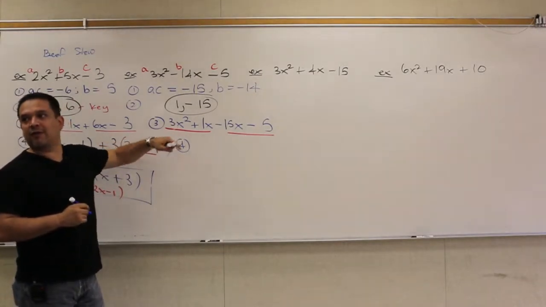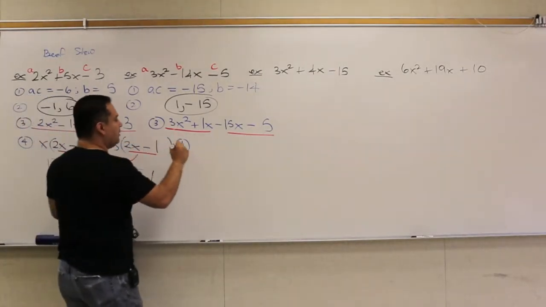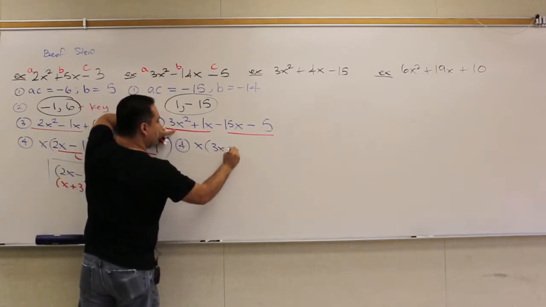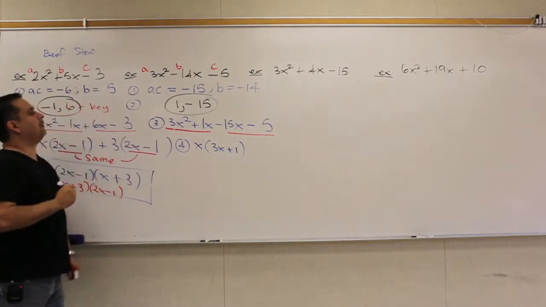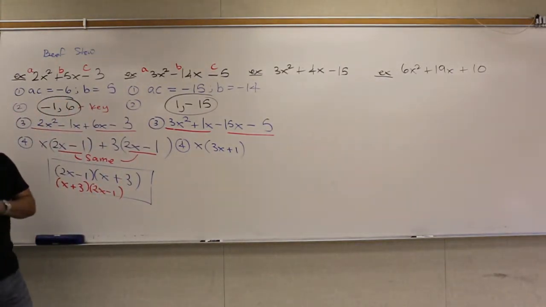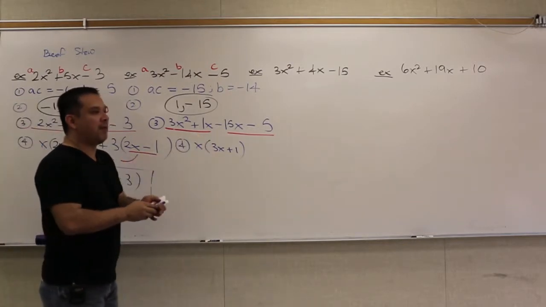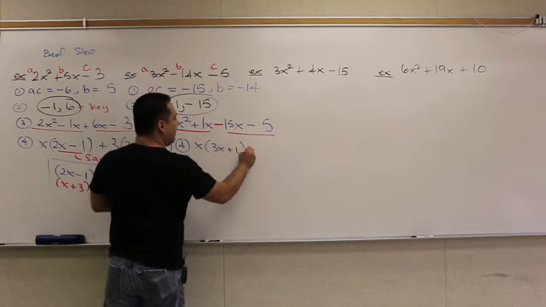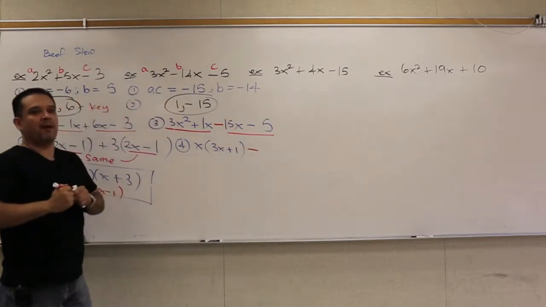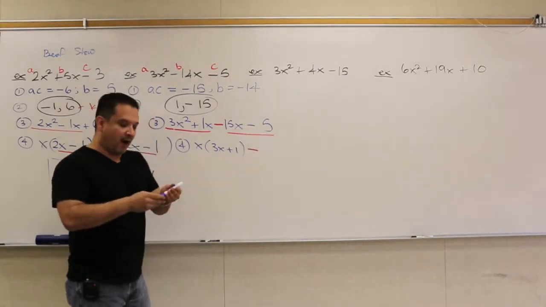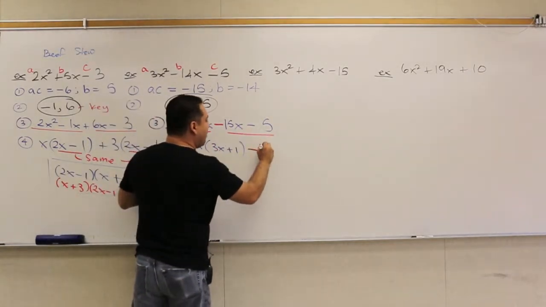What's your greatest common factor of 3x squared and x? X, good. Now what's your quotient? 3x plus 1. Good. You guys okay with that? Beautiful. Now, does anybody remember what's going to happen? Don't you have to be careful here? Isn't this what? Minus. Doesn't that have to be minus? So what's the greatest common factor of 15x and 5? 5. Good. Put your 5 down.